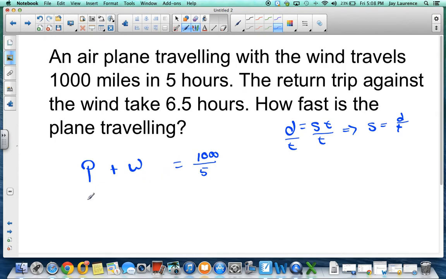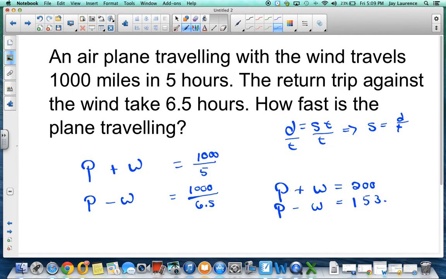Now the return trip is P minus the wind, because the wind is slowing down the plane. I'm still going to have 1,000, but I'm not going to have 5 in the denominator. I'll have a 6.5. So this system I'm going to solve is going to be P plus W equals 200, and P minus W, which is going to equal, I don't know, 1,000 divided by 6.5 off the top of my head. It's going to equal 153.85, and I'm going to round it to the nearest hundredth.